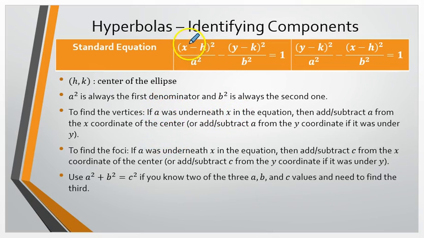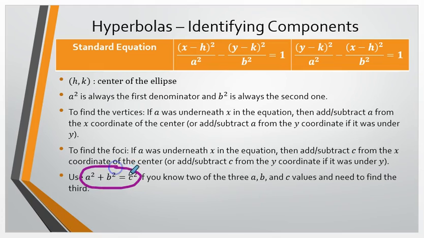So when you are asked to find the vertices from the equation, look at what a is underneath. If a is underneath the x variable, then you're going to add and subtract a from the x coordinate. And this is the exact same process we had for an ellipse. It's just we're applying it to a different standard form. For finding the foci, we still look at what a is underneath. If it's underneath x or y, we add and subtract from the x coordinate, and we're still basing that on the value c.